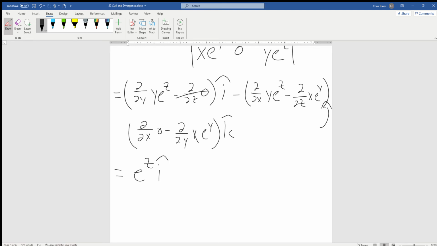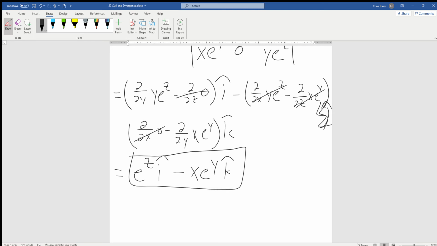Partial with respect to x of y e to the z is 0. Partial with respect to z of x e to the y is 0. So there's no j component. So that's good. And then the derivative of 0 is 0. The derivative of negative x e to the y with respect to y is going to be negative x e to the y, and then we have a k in here. Again, that's our curl. It shows us the rate of rotation at any point x, y, z of the original vector field.